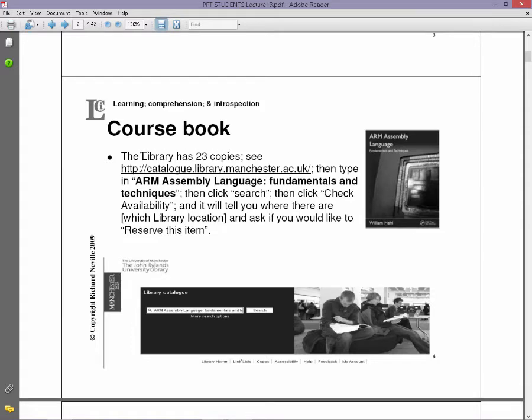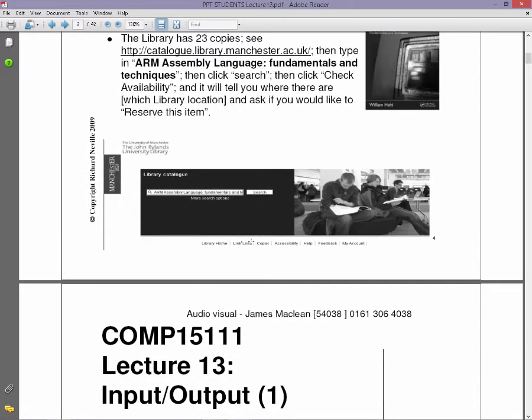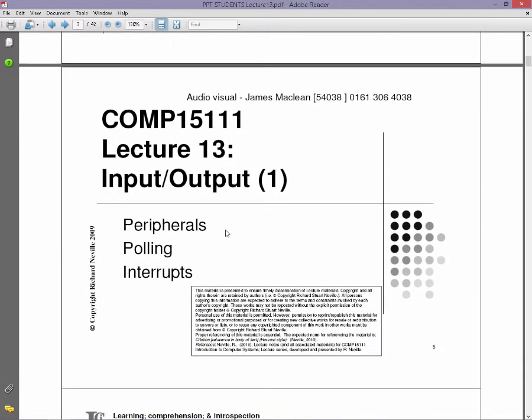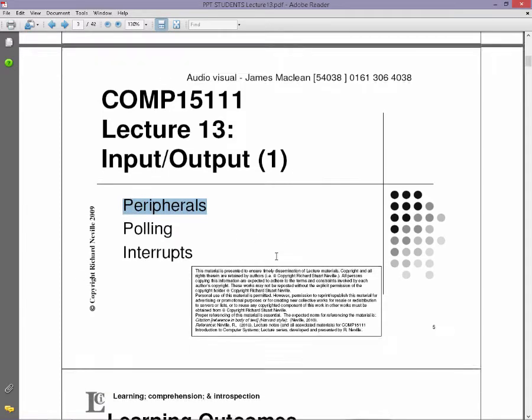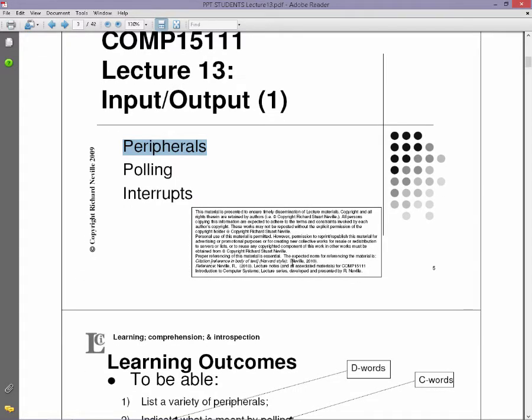One of them is the textbook that you can see here, which is in the first lecture, and it is metadata. Then I introduce some keywords I'm going to talk about with this lecture, and here they are for this lecture. It's interrupts, polling, and peripherals, and of course this is all copyright to myself, Richard Neville, only.